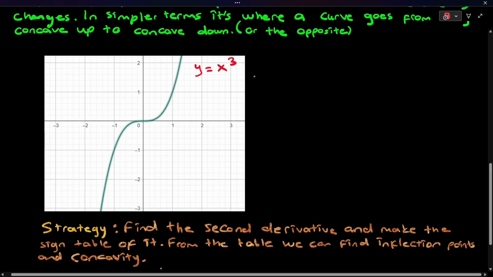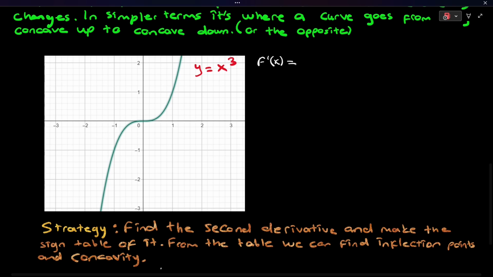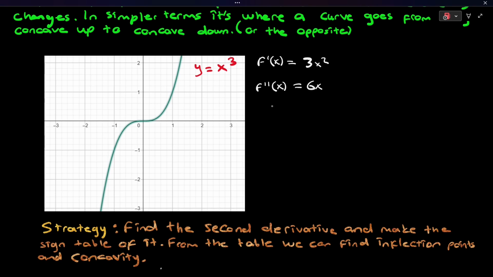Let's try to apply it for the x cubed we have here. I need the second derivative. The first derivative is 3x squared. The second derivative is equal to 6x. How am I going to make the sign table? I will let this be equal to 0 to find the root. My root is 0. Let's make the sign table.